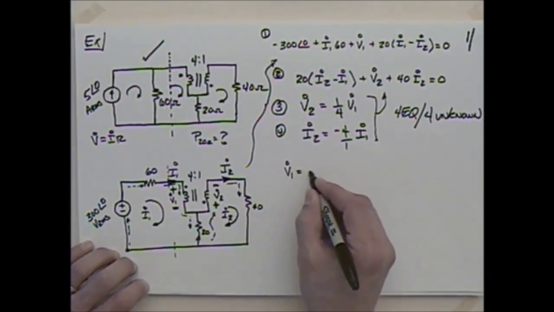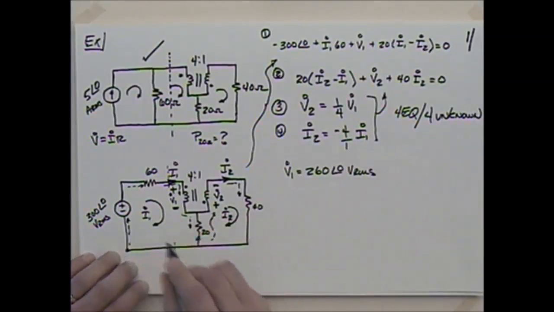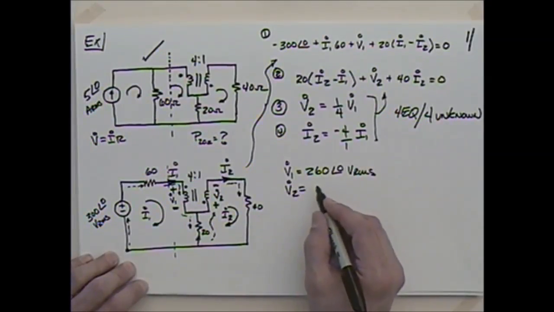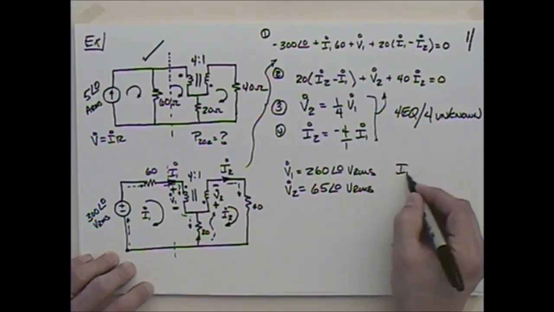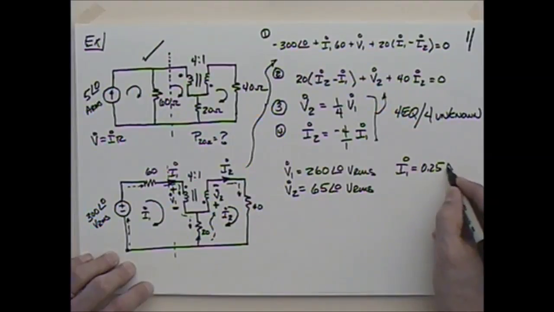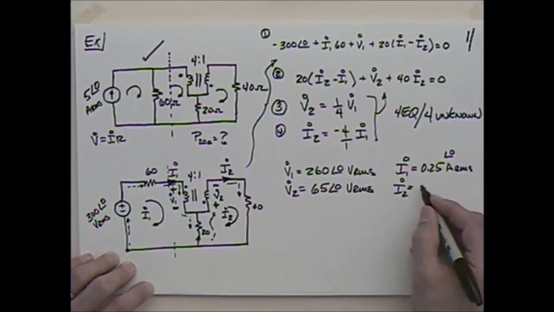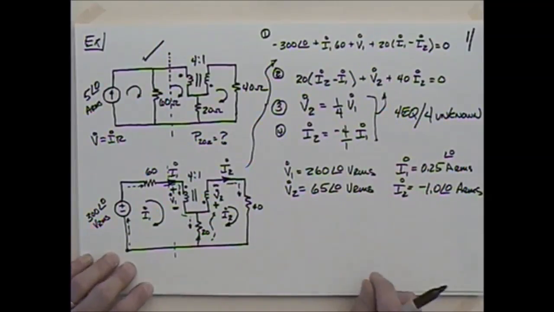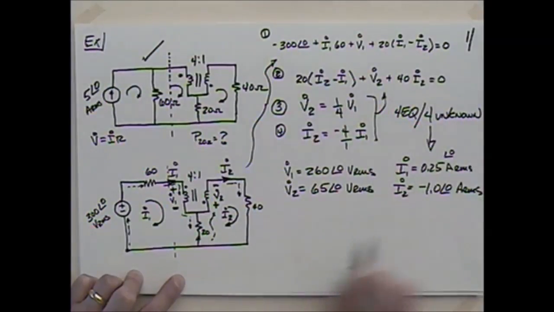V1 is going to be equal to 260 at 0 volts RMS. We started out with RMS values. We'll finish with RMS values. V2 then is equal to 65 at 0 VRMS. I1 is equal to 0.25 amps RMS, and that of course would be at 0, and I2 would be equal to minus 1.0 at 0 amps RMS. So those are the answers for that. If you go ahead and solve it, 4 equations and 4 unknowns, and that's that.